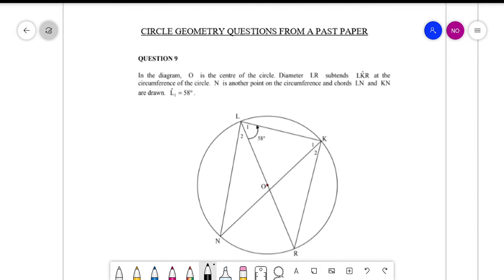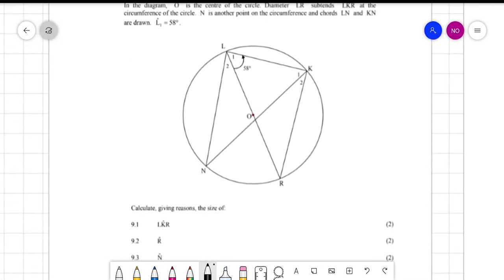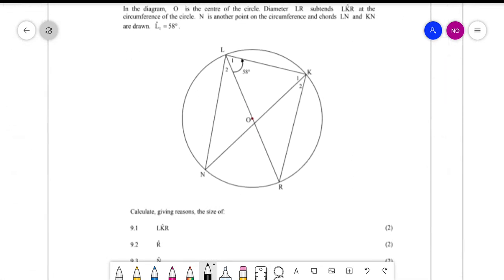We have no tangents, so you can't work with any of your tangent theorems. Okay, goed. So they say calculate giving reasons the size of LKR. This 2 marks means it's probably going to be an answer and a reason.